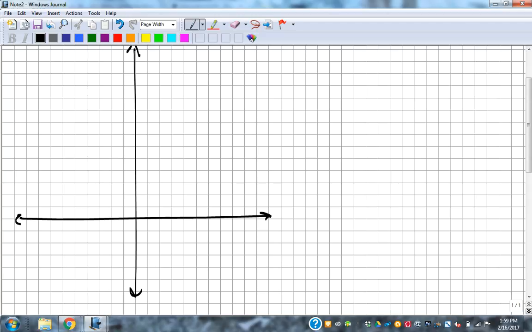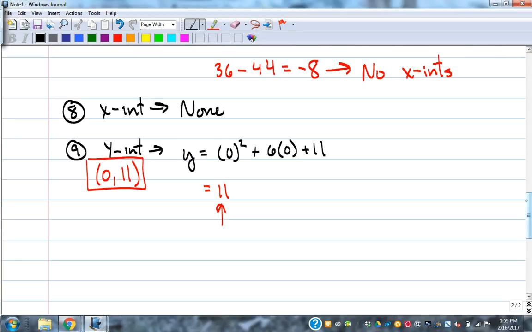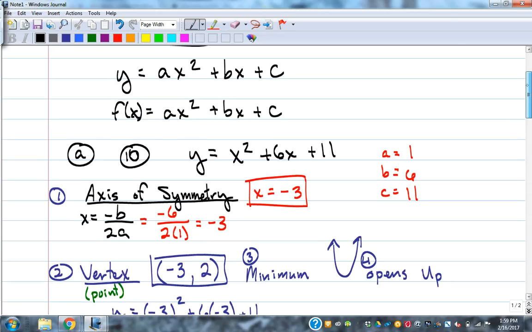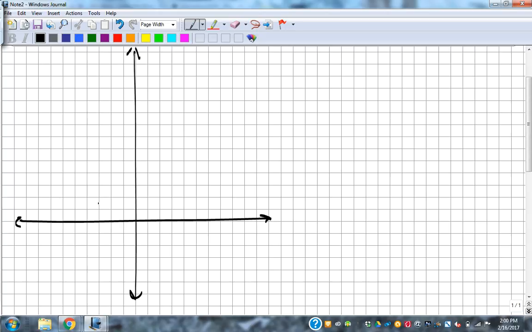All right, so we got these important pieces from our work. So I'm going to go back up here to the top. Axis of symmetry is the first thing we found. X equals -3. So if I graph that line, x equals -3, it would go through that point right there at -3. I'm going to draw it as a dotted line because it's really not part of the graph of the parabola, but it helps us to visualize the symmetry that a quadratic has.